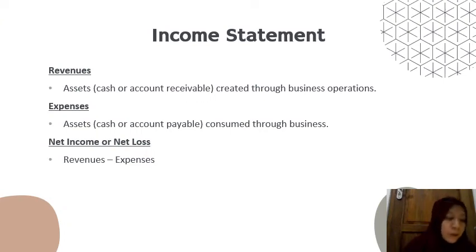The formula of net income or net loss is revenues minus expenses. Revenues are assets, cash or accounts receivable created through business operations. Expenses are assets, cash or accounts payable consumed through business.